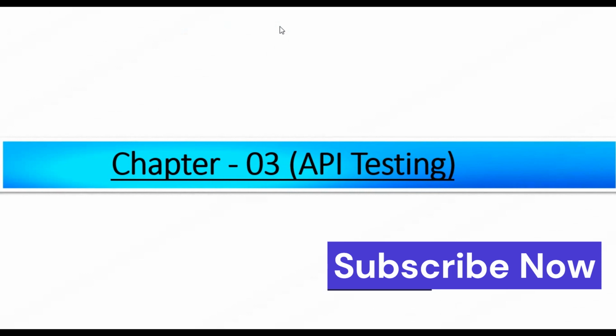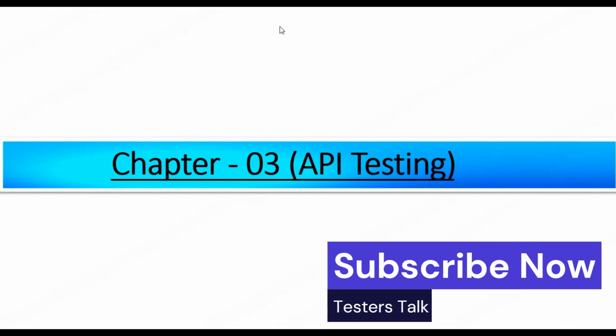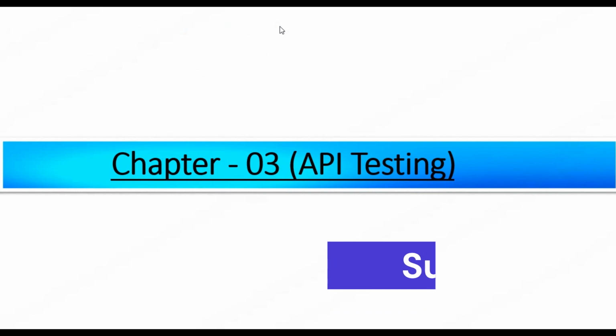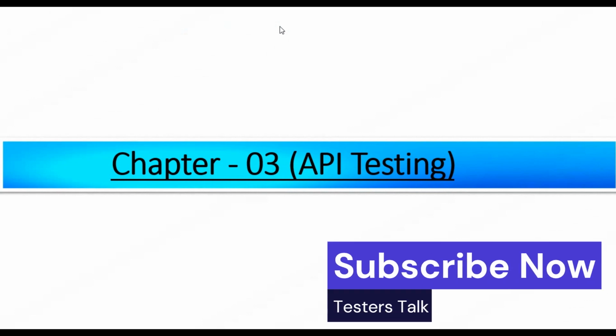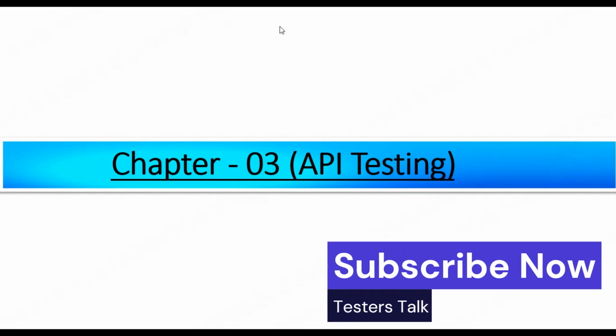Then in chapter 2, I have discussed how to test any API with the negative scenarios. Then next I have discussed how to use the environment variables. And after that, I have discussed how to save any API response in a variable and how to use that variable value in the other API request. And also I have discussed how to use the Postman tool.